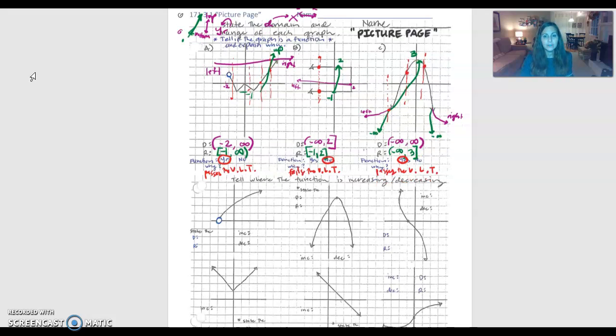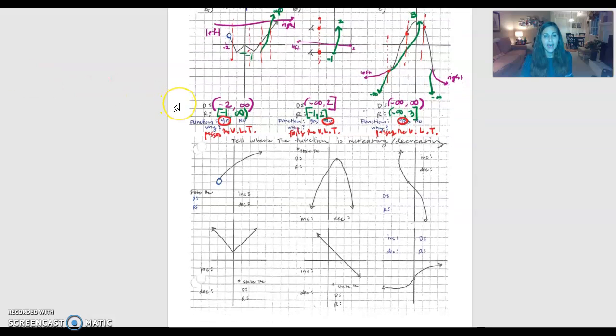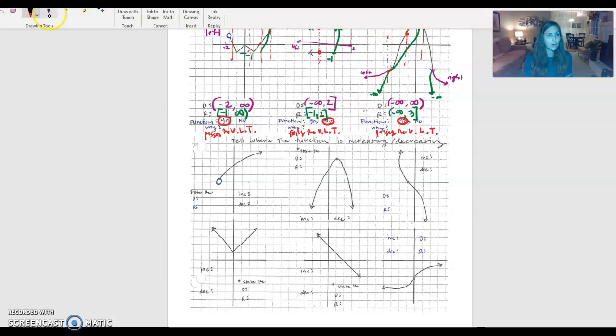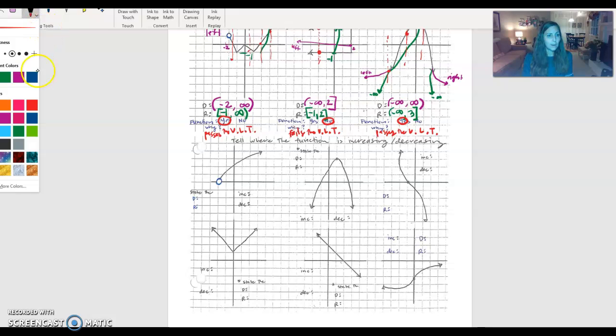Now, I want to go down to these pictures at the bottom because I've added an additional question. And I said, tell me where it is increasing or decreasing. And I'm going to try to do a couple of these with you really quick. I think I'll just stick with purple. Let's go to purple. State the domain and range.